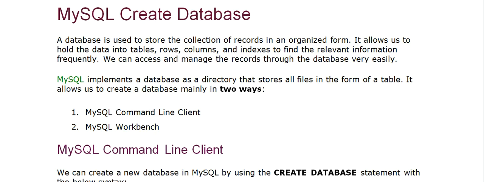The database is the one which is used to store the collection of records in an organized format. And records are the information that we keep in the database. The information can be stored in the form of data, such as tables, rows, columns, and indexes, whatever you like. We can access and manage the records through the database very easily, and that is after storing it.